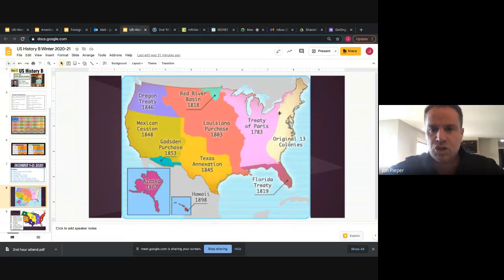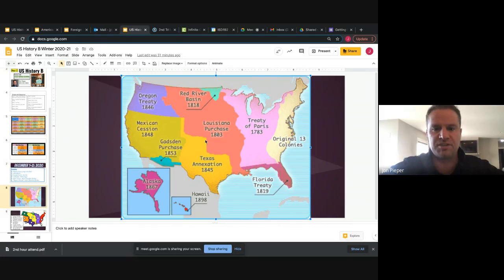Okay, so the 13 original colonies, pretty easy to remember, because I'm sure a lot of you know that the 13 original colonies were on this part of the map. The Treaty of Paris was everything that was acquired from the American Revolution. So all of this part over here was all acquired from the American Revolution.